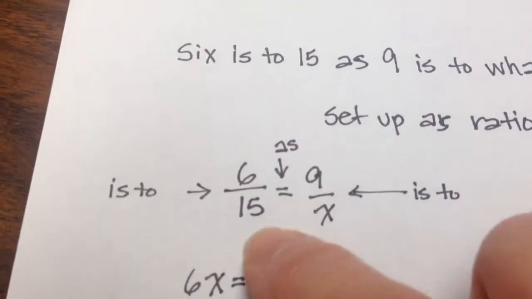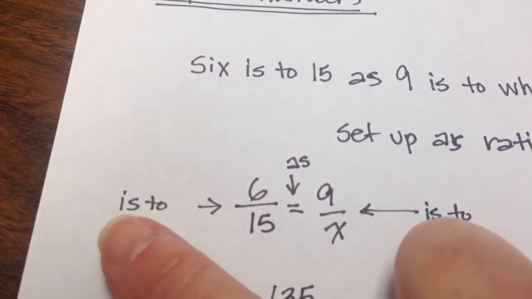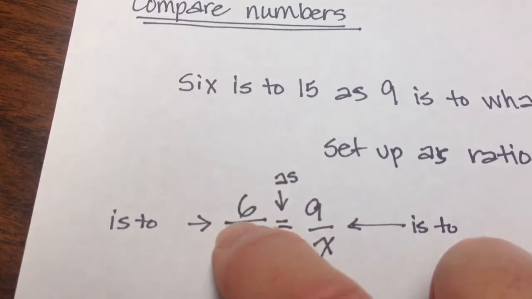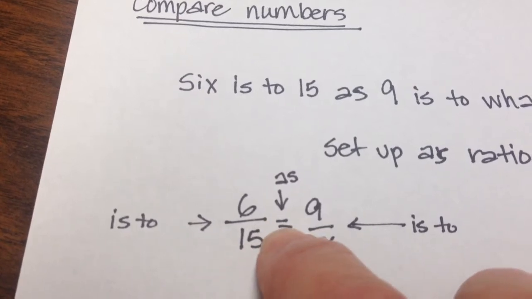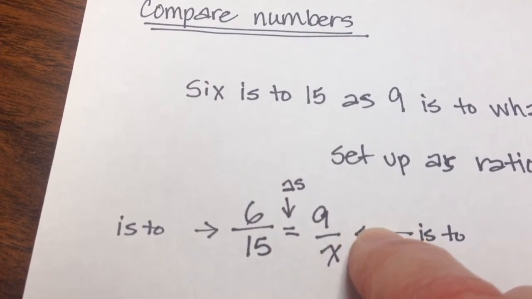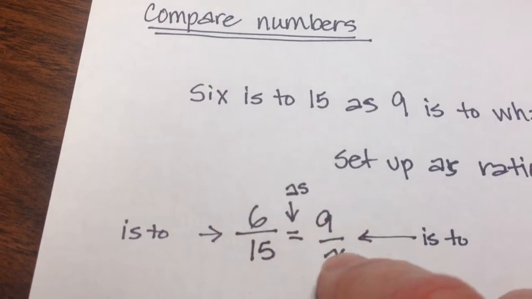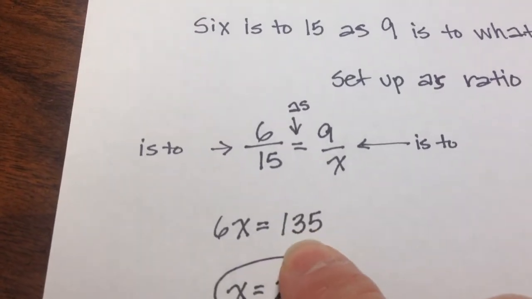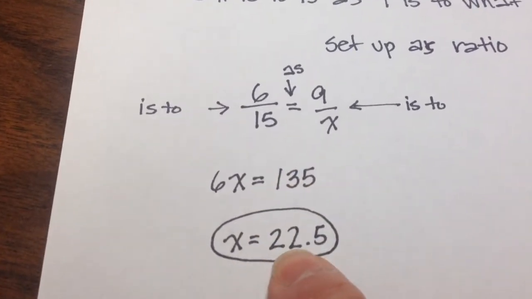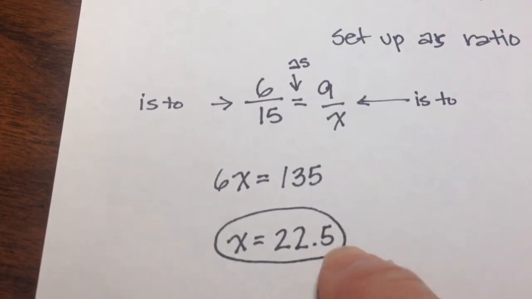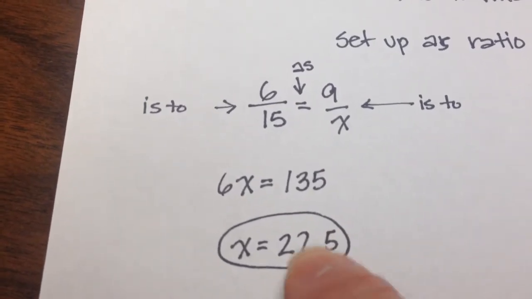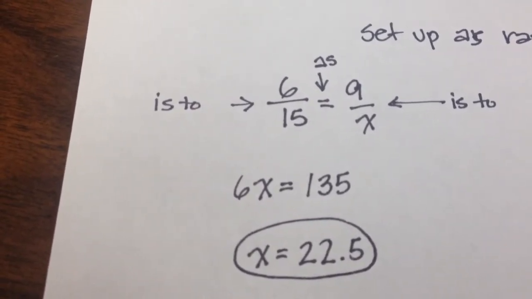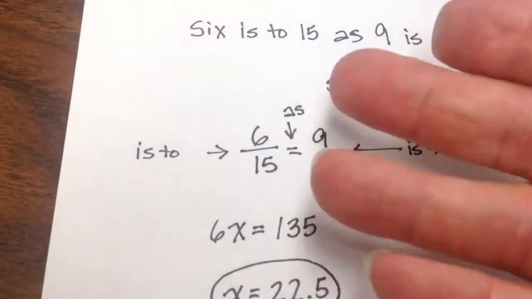Set it up as a ratio. I want you to think of the division line as the "is to," the equal as the word "as." So 6 is to 15 as 9 is to what number? Cross multiply. We have 6x equals 135. Divide 135 by 6. X equals 22.5. I don't care how you write that. Okay? That's all this is. We're just using a ratio box, and instead of saying ratio and actual count, we're saying case 1 and case 2, or just comparing numbers.